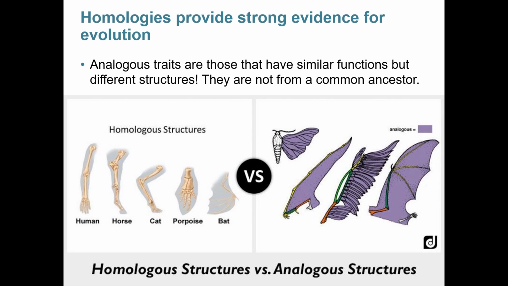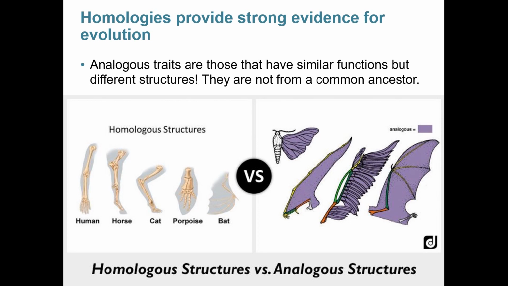Analogous structures would be things like wings. The wings of a moth, a bat, a bird, and a pterodactyl are going to have very different structures. They use different parts of the body to create lift, and they do not have a common ancestor as a result. So remember, homologous structures are not the same thing as analogous structures. Homologous structures have similar structure and placement, and they share a common ancestor, whereas analogous structures have similar functions but different structures, and they do not come from a common ancestor.